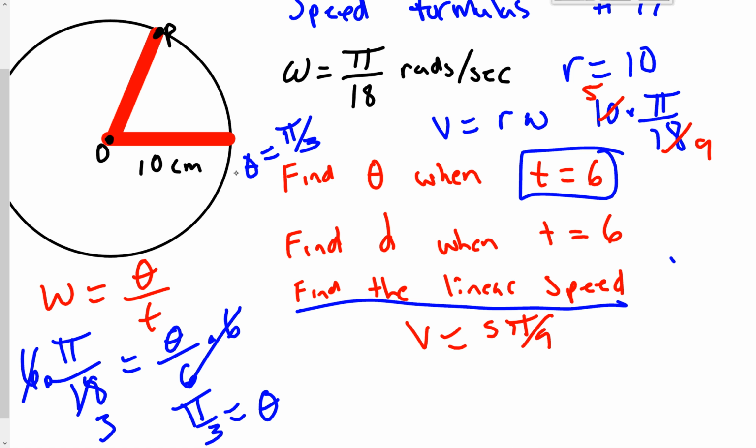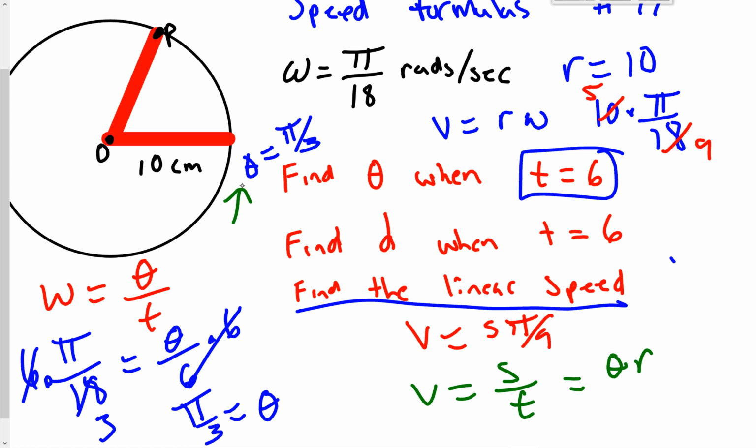So there's our theta, it is pi thirds. And now I can go ahead and find our distance. Distance mostly has to do with linear speed, s over t, right? So an s I can rewrite as theta times r.